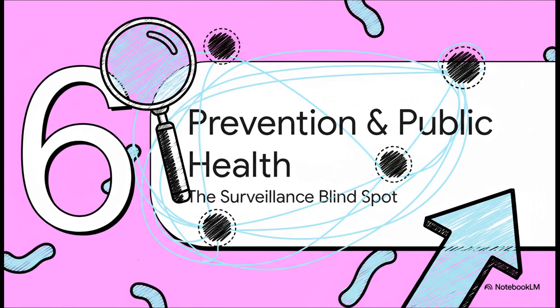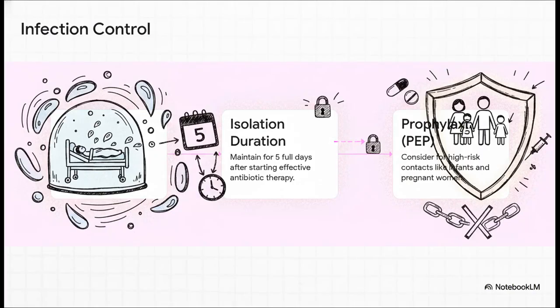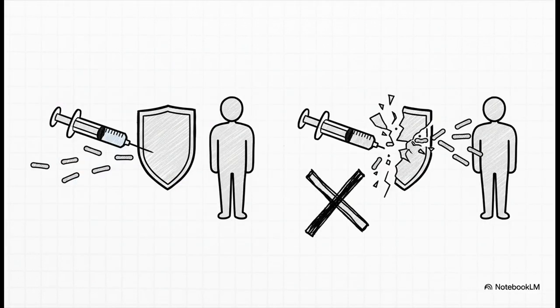And for our final section, let's zoom out to the bigger picture, prevention and public health, and what I think of as the surveillance blind spot. Infection control measures are thankfully pretty straightforward. For hospitalized patients, you're going to want to implement droplet precautions. You can stop those after 5 full days of effective antibiotic therapy. And you should definitely consider post-exposure prophylaxis, or PEP, with the same antibiotics for high-risk contacts to really break that chain of transmission.